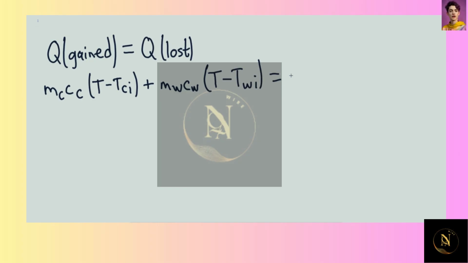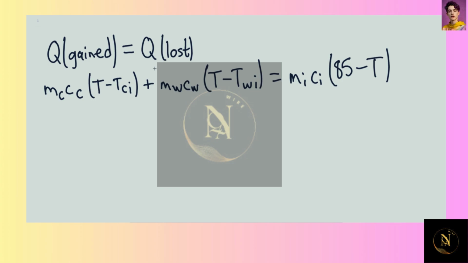This is going to be equal to the mass of the iron times the specific heat of the iron times the change in temperature of the iron. That's 85 degrees Celsius, which will be the initial temperature of the iron, minus T, the final temperature of the iron.